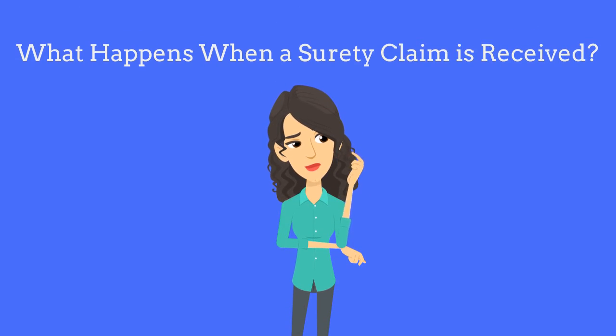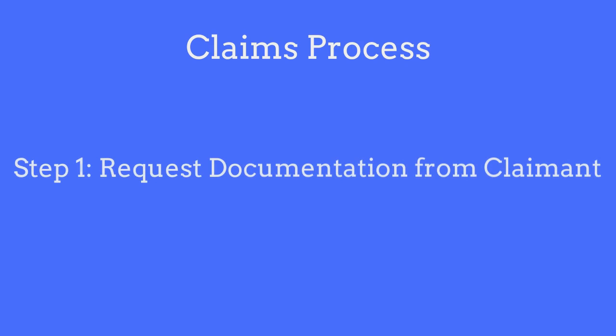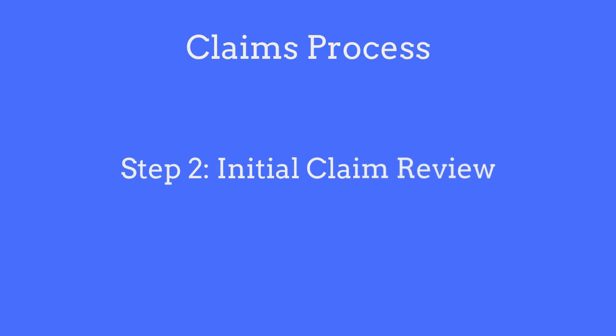So what happens when a surety claim is received? When a surety bond claim is received, surety companies will take the following steps to handle the claim. Surety companies typically require some form of written communication from the claimant, explaining the situation and any supporting documentation showing proof of the loss. Upon receipt of the documentation from the claimant, the surety company will review the bond form and all applicable statutes to determine if the grievance is covered by the bond. If the claim is unrelated to the bond coverage, the claim will be denied.